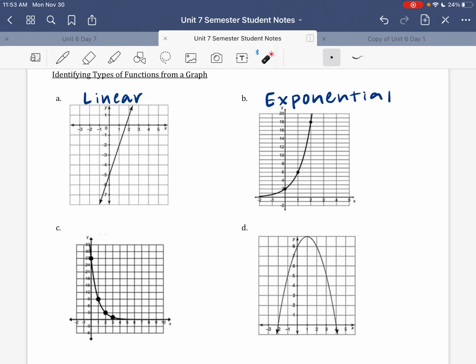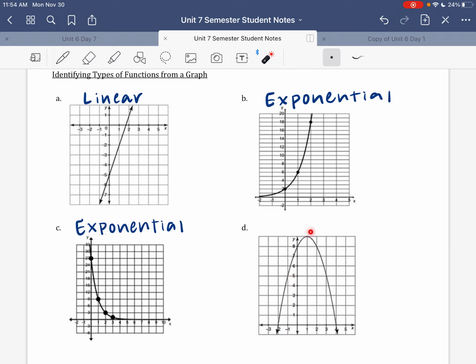We can also confirm with the numbers. We go from 2 to 6 to 18. We're multiplying by 3. So we can confirm it that way too. In example C, we have the curve but going the other way. So we had 27, 9, 3. We're dividing by 3 or multiplying by 1/3. That one is also exponential even though it's going the other way. But we're looking for that curve that goes on one side, levels off on the other.